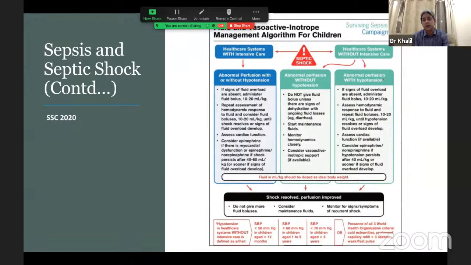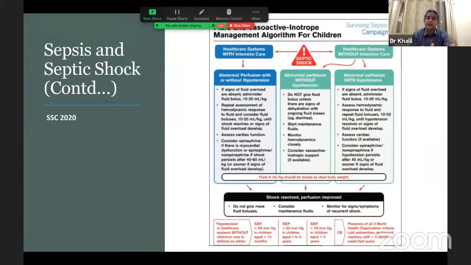That rapid pushing has to be abandoned. If the child is hypotensive without a facility for monitoring and has signs of fluid overload, you have to be very careful and very slow in giving fluid boluses. If you assess the hemodynamics after the fluid bolus, you can assess whether the child needs a second bolus, until hypotension resolves or signs of fluid overload develop. What should be the duration over which you give these fluid boluses? They should be given over 15 to 20 minutes.